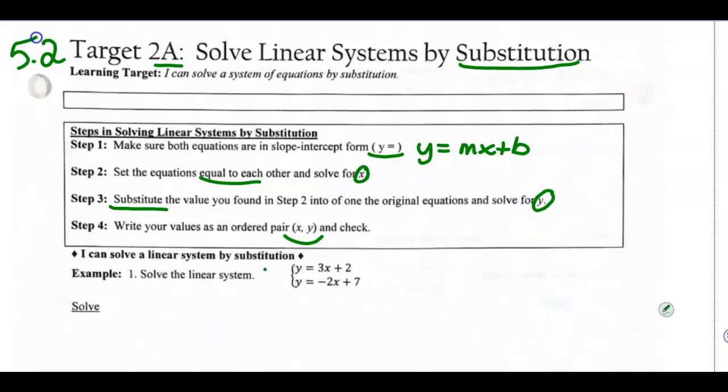So I'm looking at my first system down here in the example. Both equations are in the y equals form. So step 1 says, since they're both equal to y, that means they're equal to each other. So I make the y disappear in the equal sign, and I just set the equations up: 3x plus 2 equals negative 2x plus 7. That was step 2. I set the equations equal to each other.